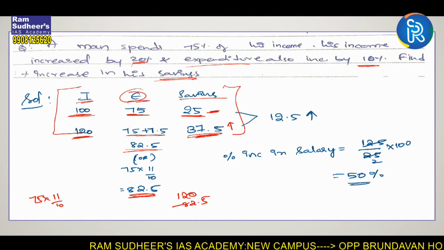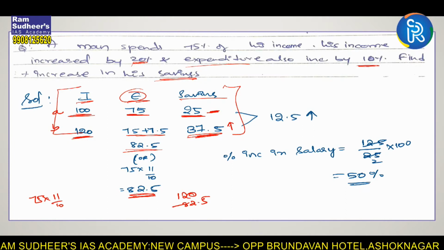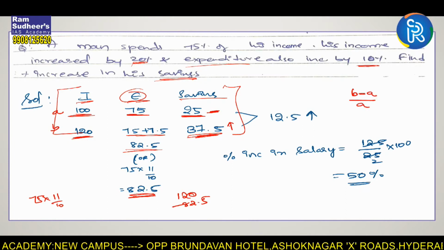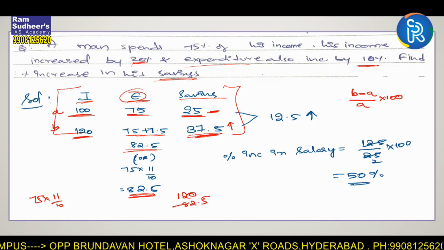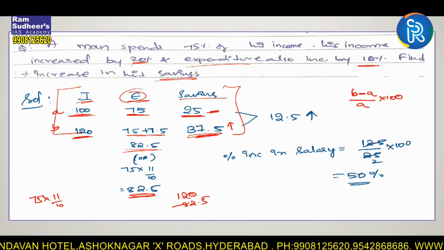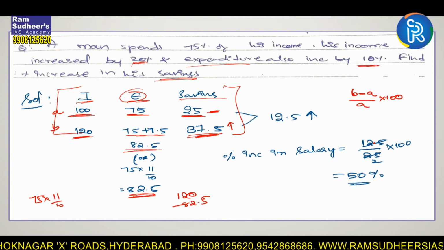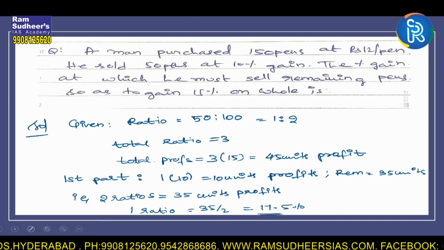Let this be case A and case B. Now therefore, case B minus case A by case A, because it is with respect to the first case, into 100. 37.5 minus 25, which is 12.5, by 25, which is the savings in the first case, into 100. Therefore, his savings has increased by 50%. Now, moving on to the next question.